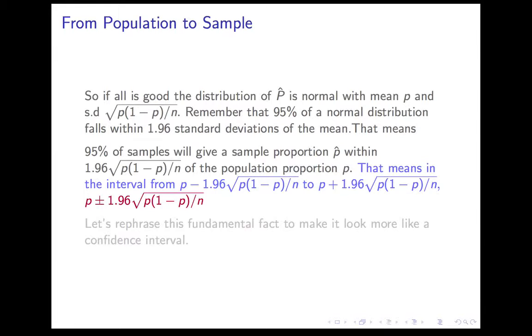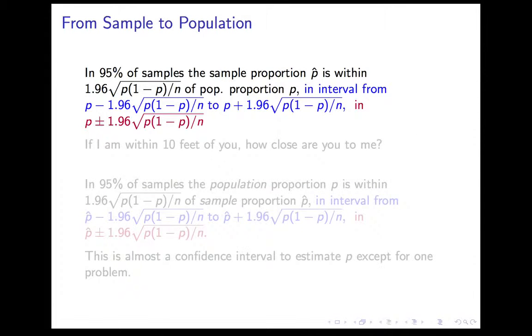We want to reverse that and find an interval where p is likely to be in terms of p hat and n. We'll do that by rephrasing this fundamental fact. So there's the fact again. And let me just ask you a very simple question. If I am within 10 feet of you, how close are you to me? Well, of course, you're within 10 feet. That's how distance works. So if p hat is within 1.96 standard errors of p, then p is within 1.96 standard errors of p hat.